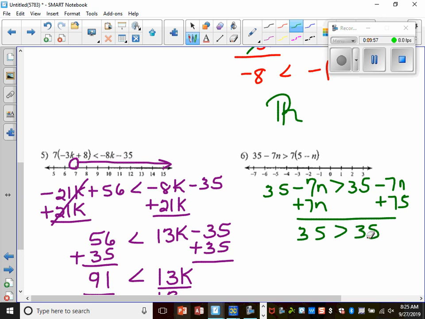This is not a true statement. 35 is not greater than 35. So this would be a no solution. Now, if it had said 35 is greater than or equal to 35, that would have been a true statement because the equal would have taken care of it, and then you would have had the opposite answer.